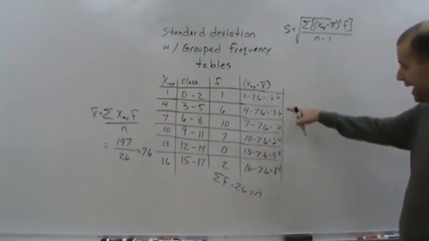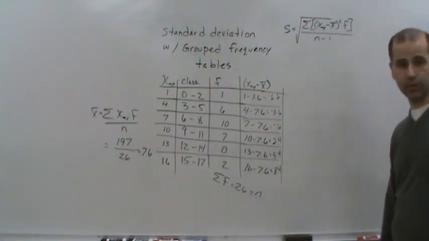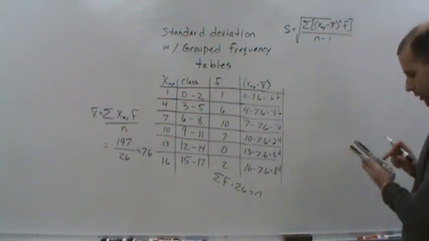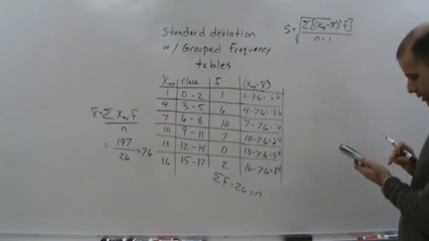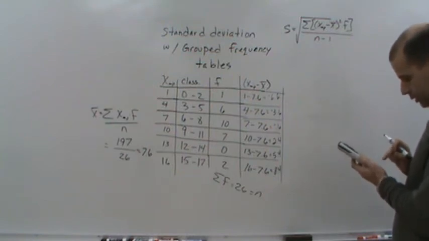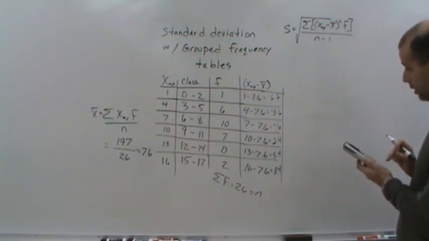Okay, so now let's add these up and see if they add up close to 0. They should. Okay, so let's do that. So 6.6 plus 8.4.